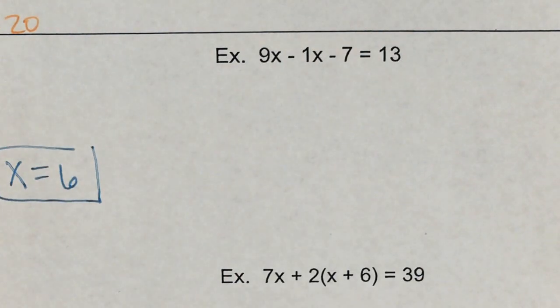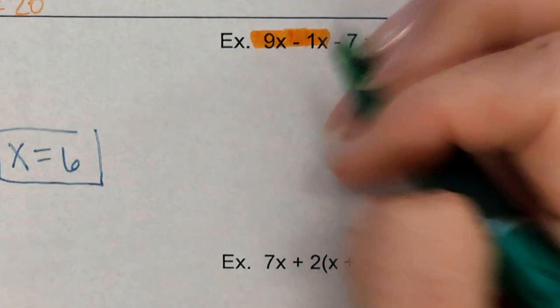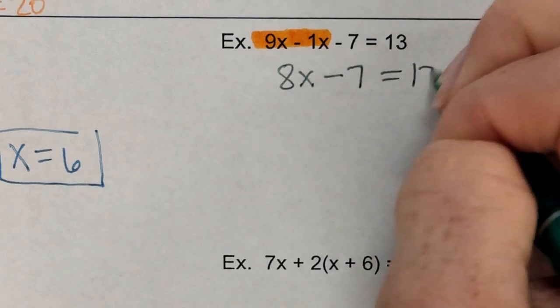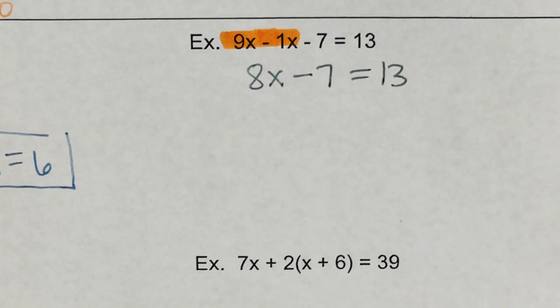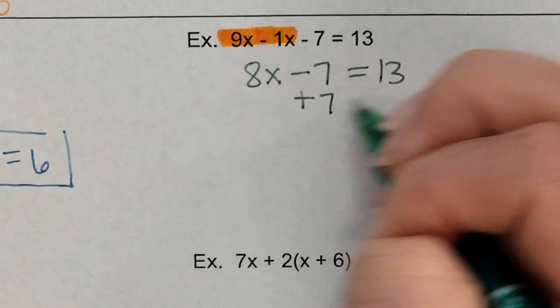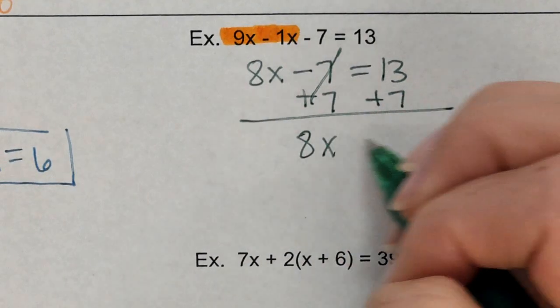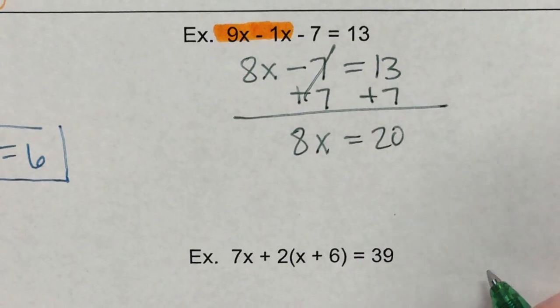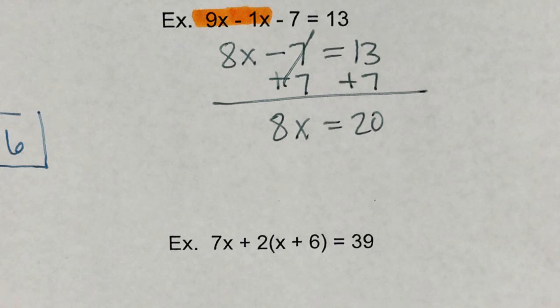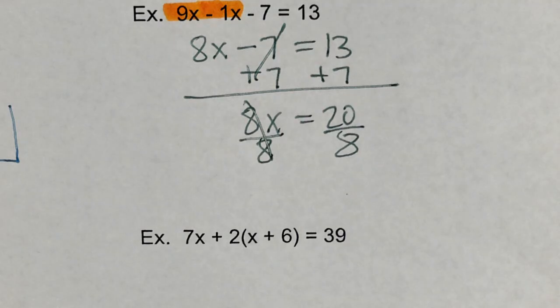Are there parentheses? No. Are there like terms? Okay, I'm going to combine 9x minus 1x, which is, so I have 8x minus 7 equals 13. I'm going to get rid of the constant by doing the inverse of minus 7, plus 7. I'm left with 8x equals 20. I'm now going to get rid of the coefficient by doing what? Dividing by 8. Now, can I leave my answer a fraction? Yes, but it must be a simplified fraction if I'm going to do that.